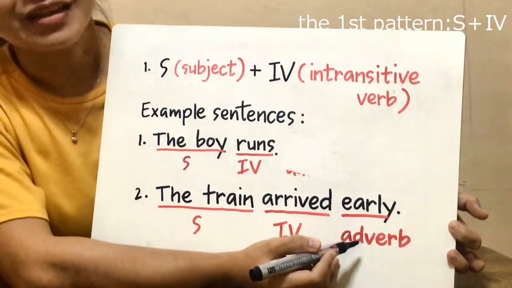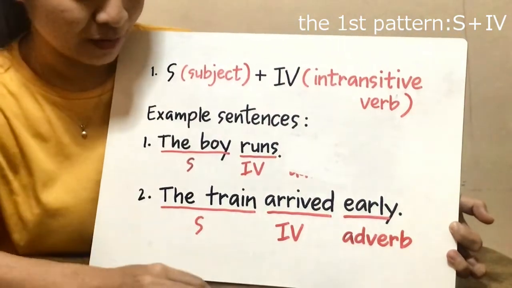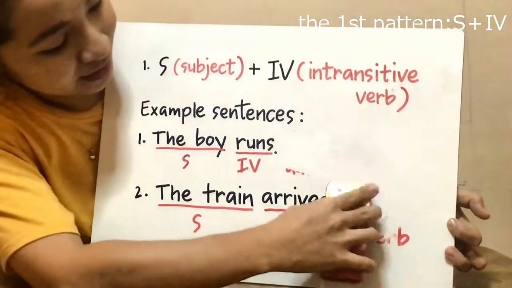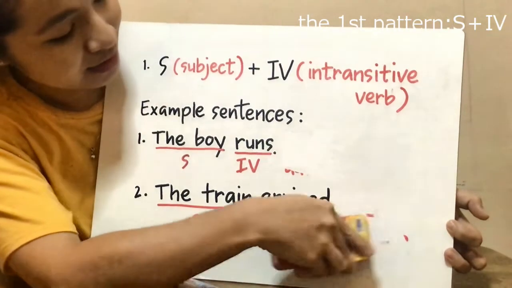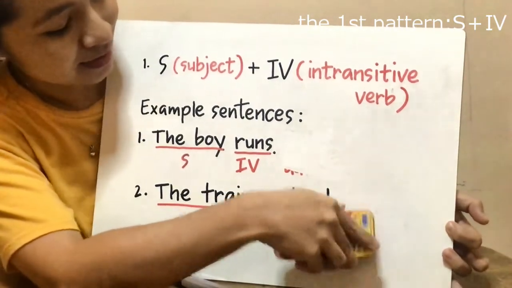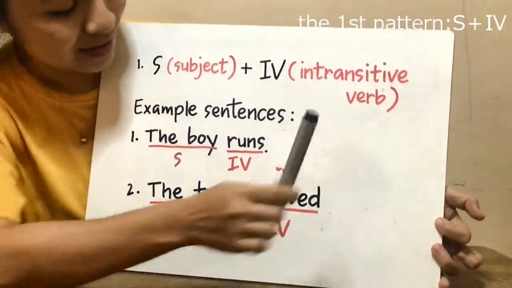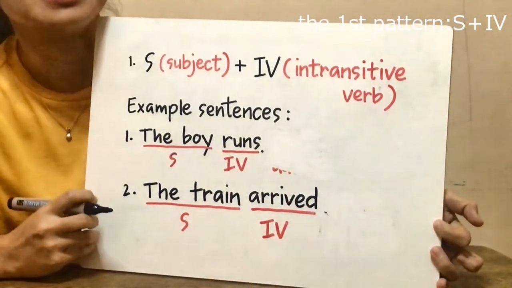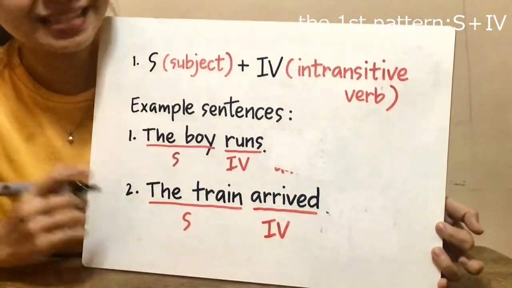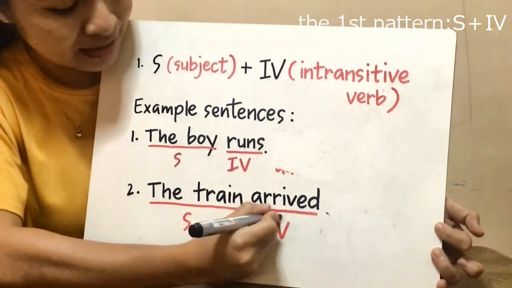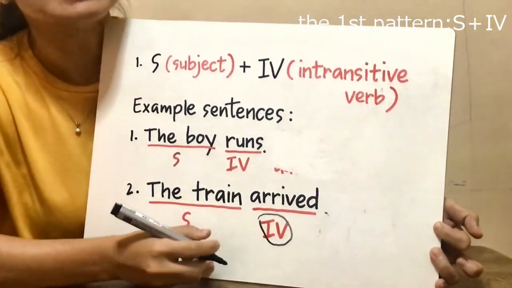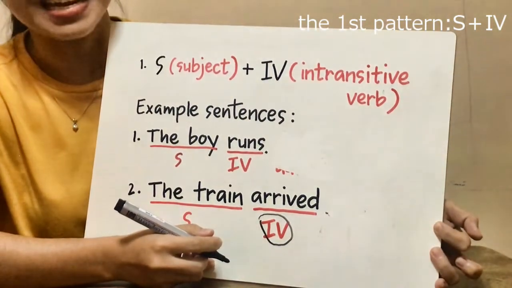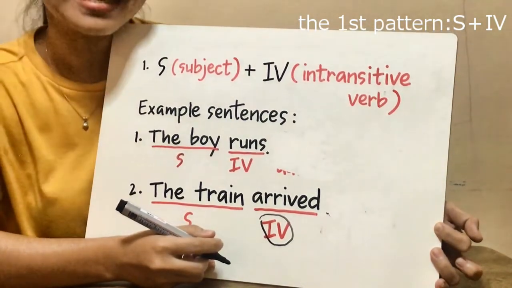The same thing, you can also delete early like this, then you can just add a period, and the sentence is still complete. Because again, an intransitive verb doesn't need any object to complete its meaning. Is everything clear?